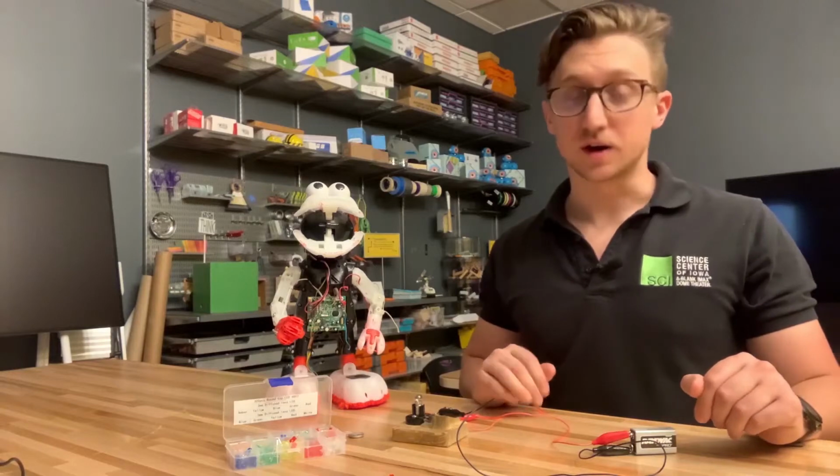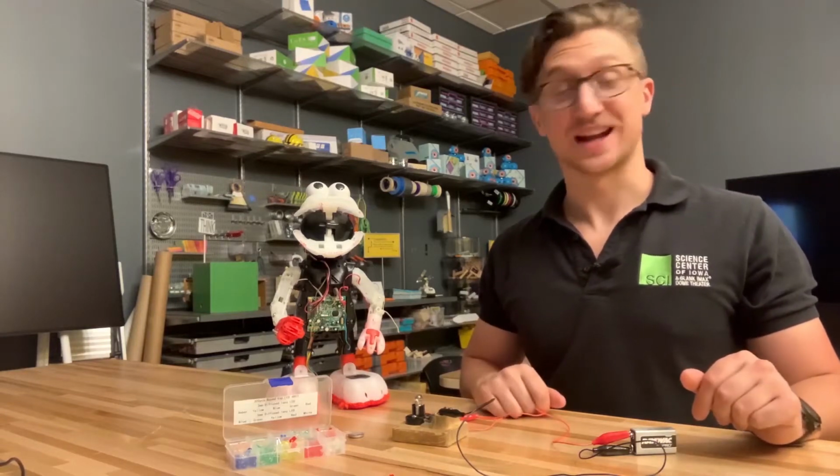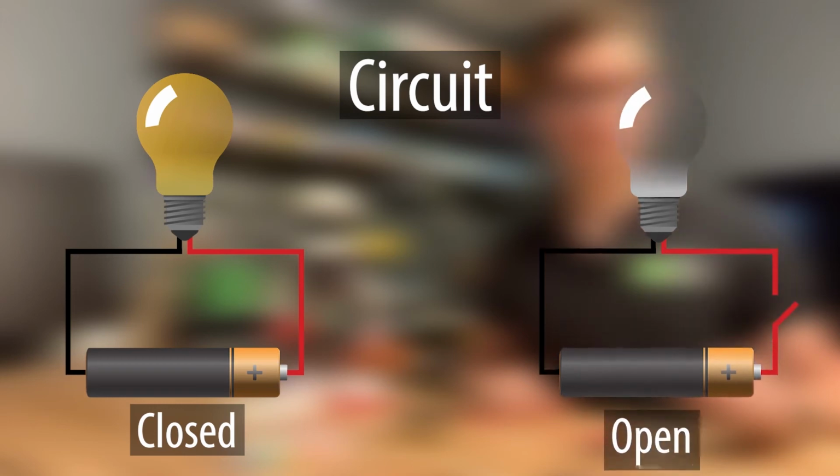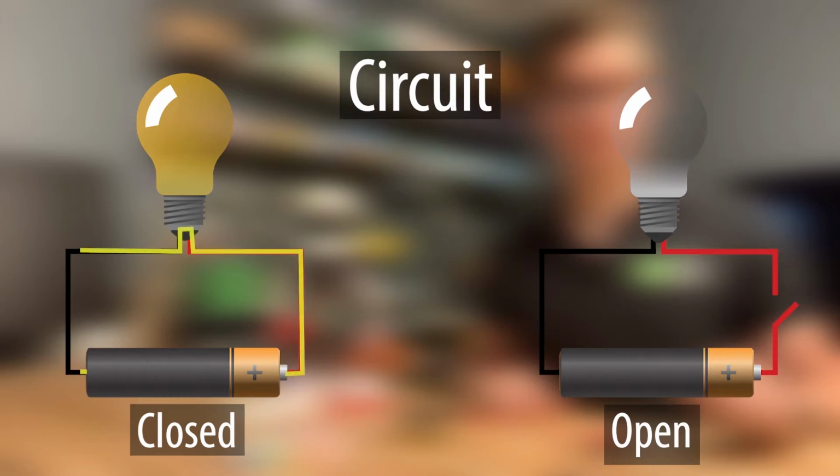But before we get started, let's talk about what a circuit actually is. A circuit is a closed path through which an electric current can flow. It can be closed or it can be open. Now, when a circuit is closed, all of the components are connected and that allows the electricity to flow through them. But if the circuit is open, then there's a break in that path and the current has nowhere to flow.